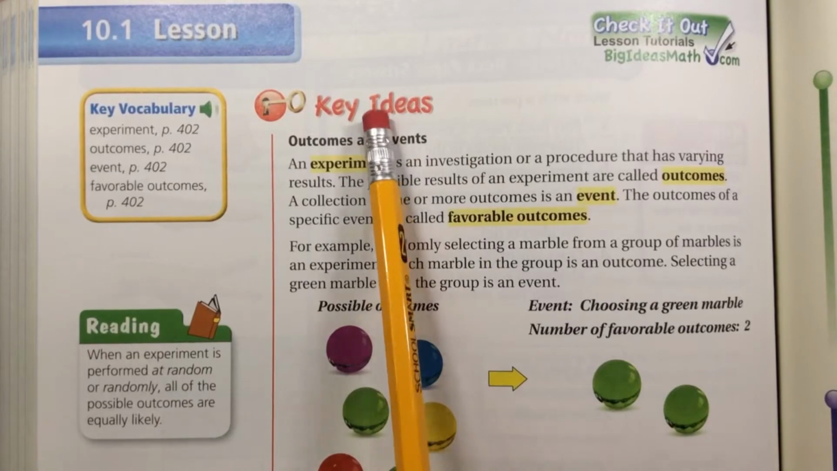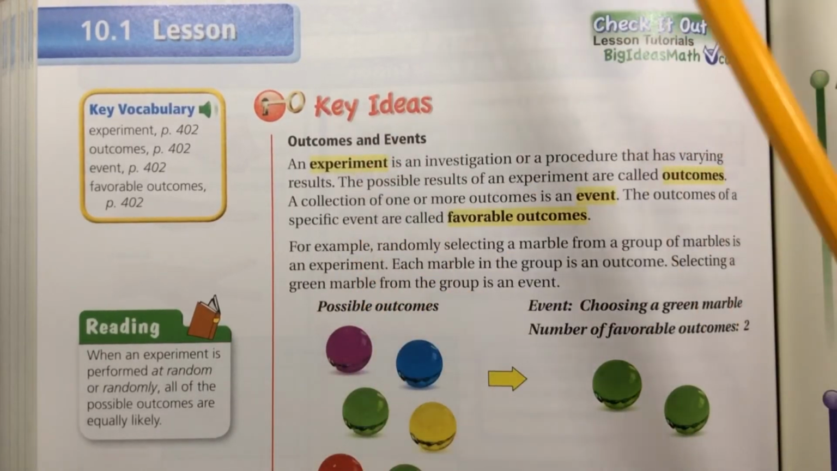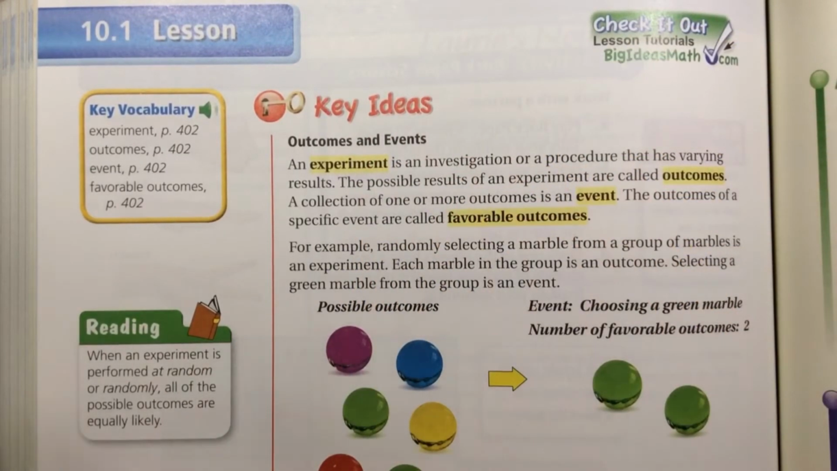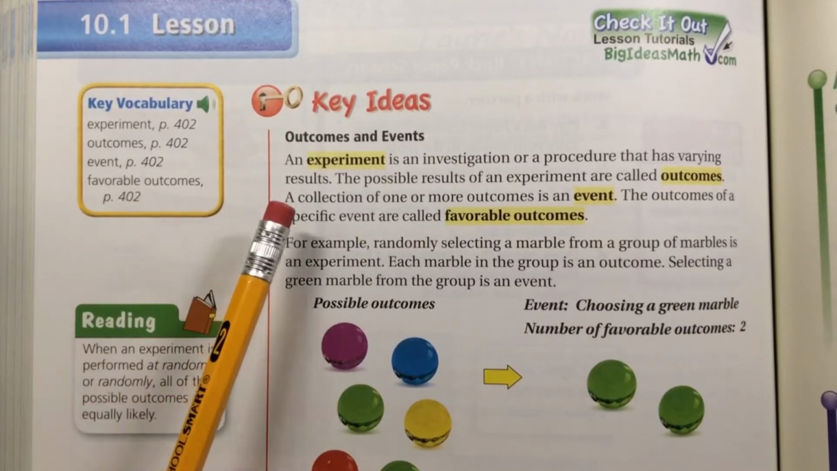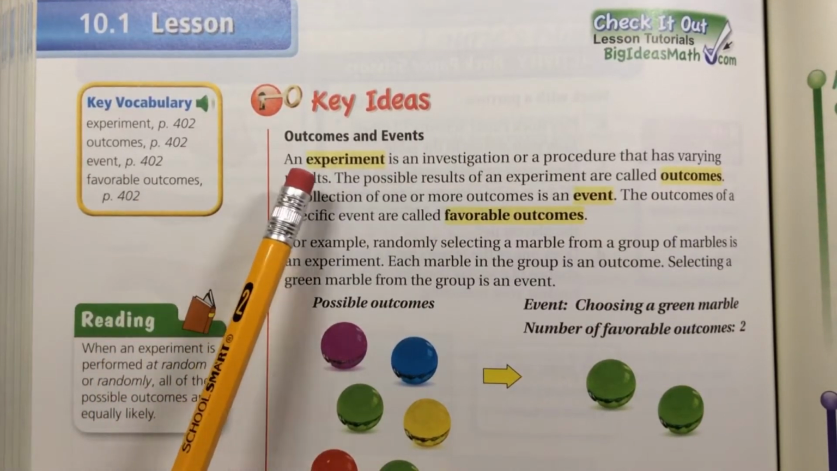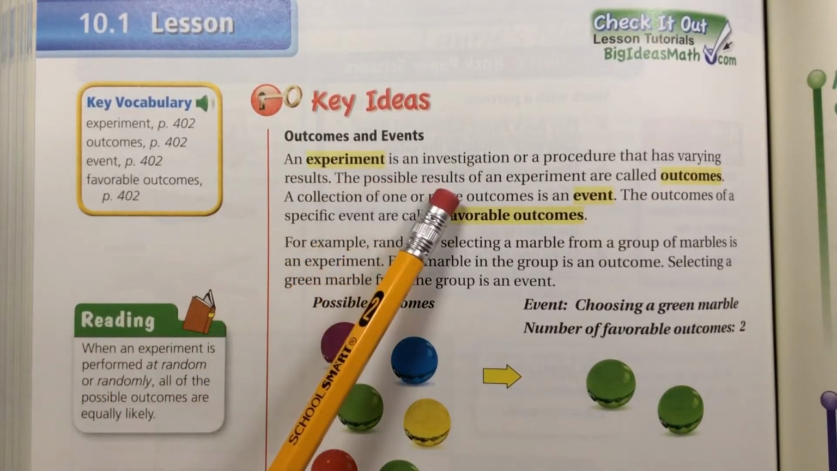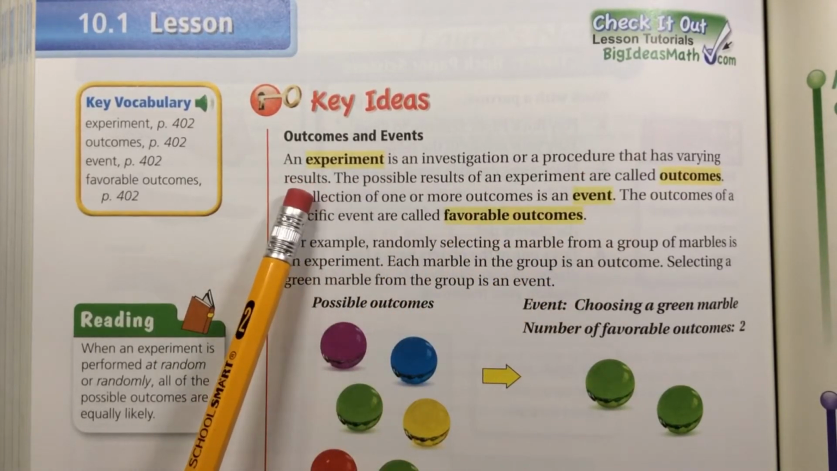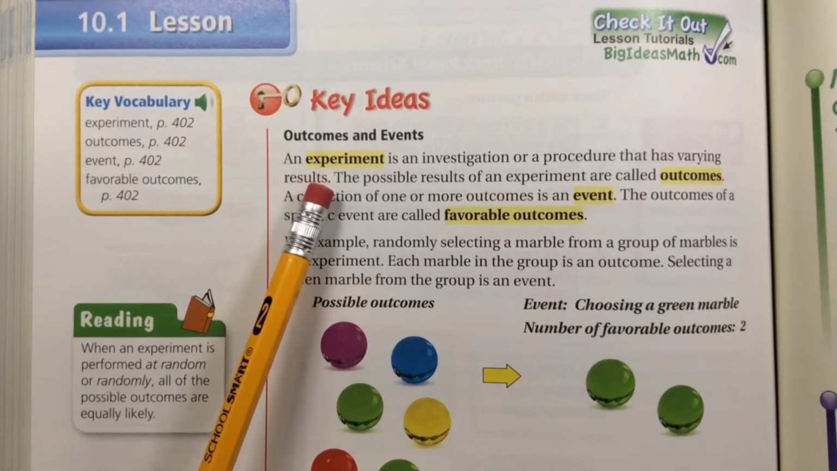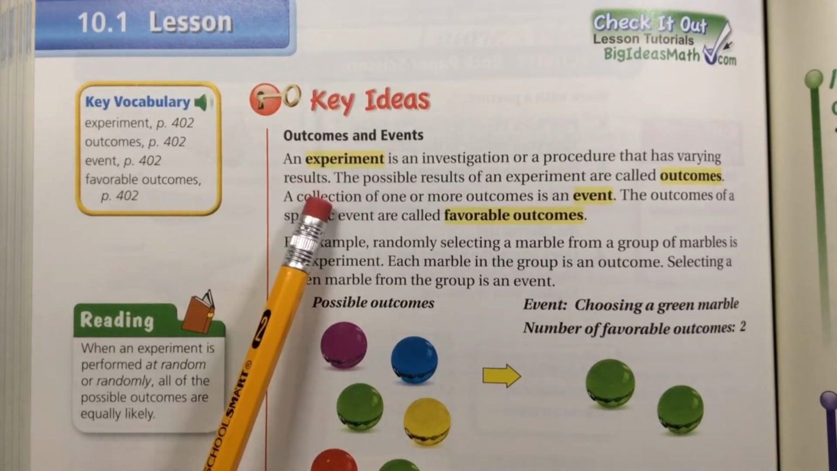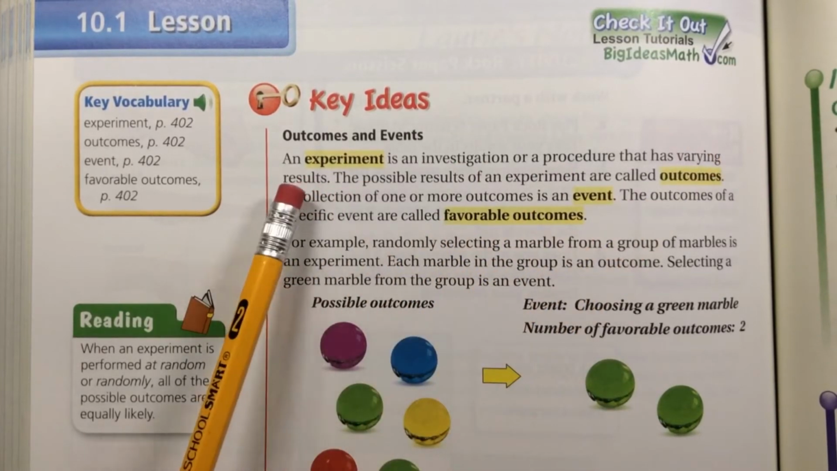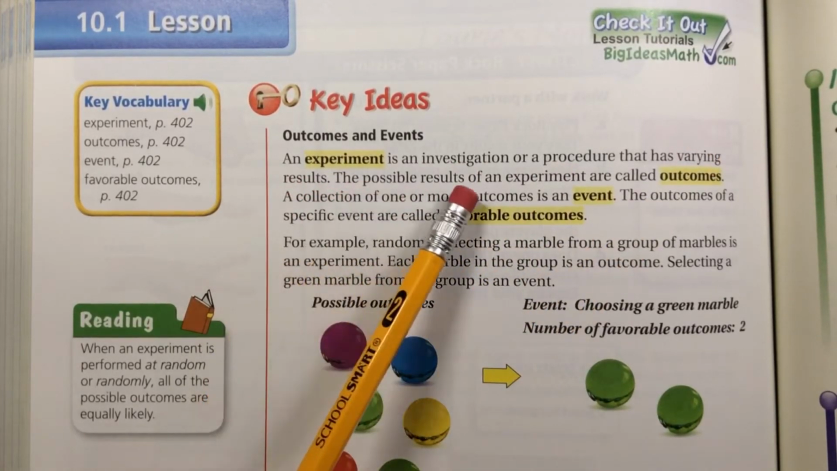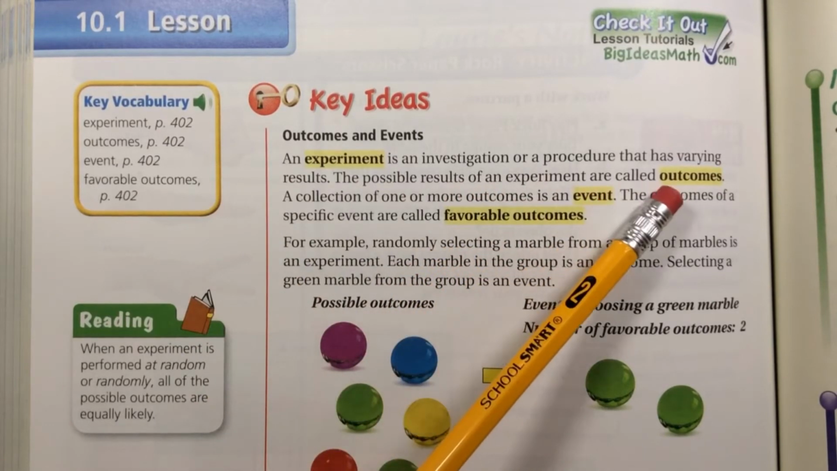So this whole chapter is really talking about probability, and we're going to call things by specific terms. An experiment is an investigation or a procedure that has varying results. So, for instance, flipping a coin we would call an experiment, or rolling a die is an experiment because it can have varying results. The possible results of an experiment are called outcomes.